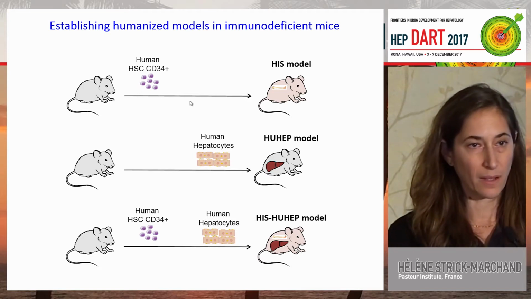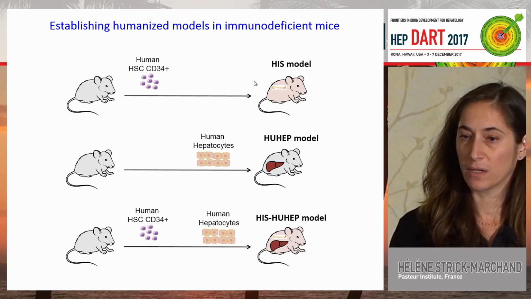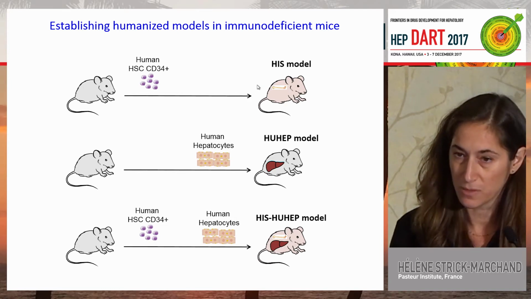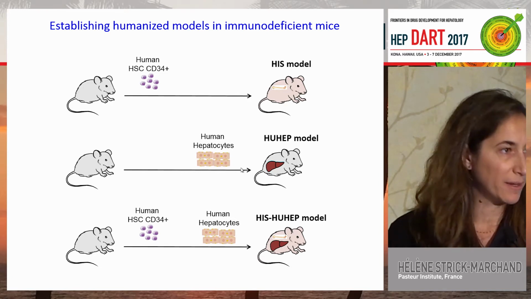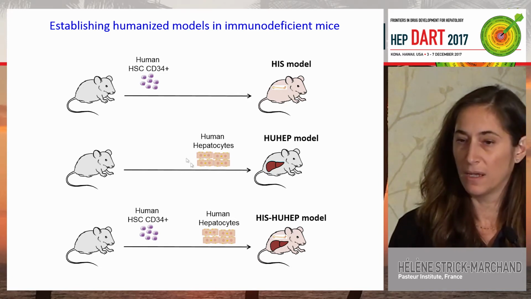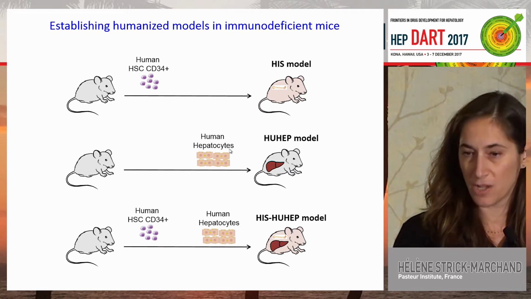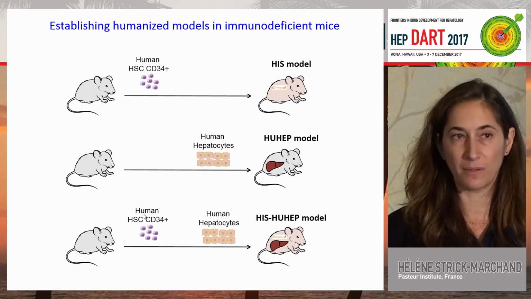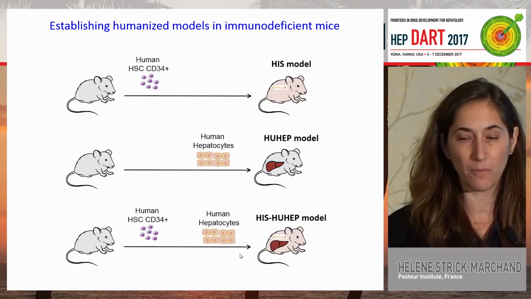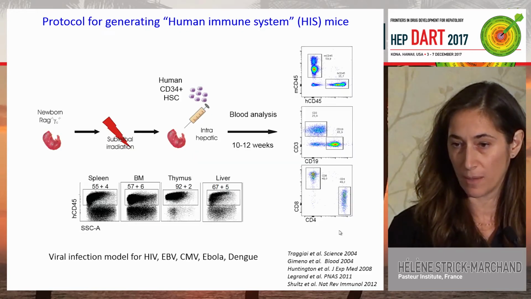And after about 3 months, we get reconstitution of the immune system in the animals. The second model is one that you graft with human hepatocytes, as we've heard of already, and this is what we call the HUHEP model. And then the third is a combination of these two, in which we inject first human hematopoietic stem cells and then go back to the same animals and inject human hepatocytes, and we call it the HIS-HUHEP model.